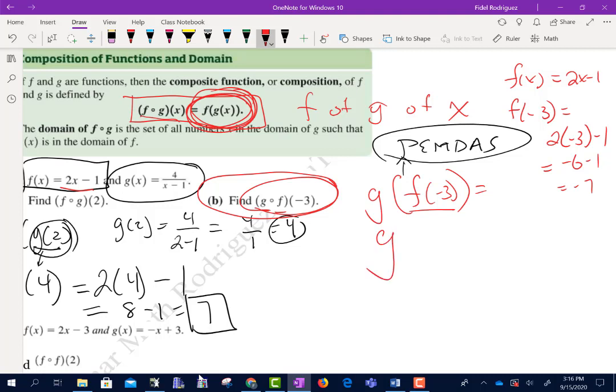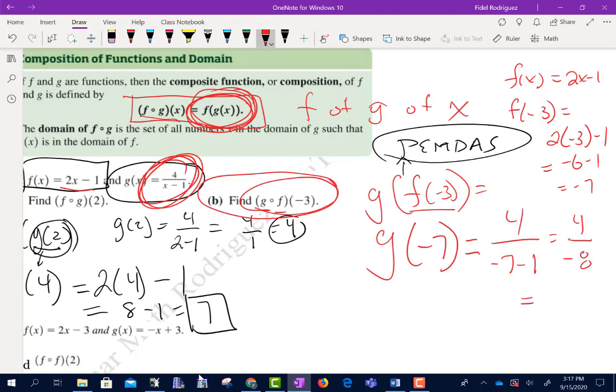Okay. So now I'm going to find g of negative 7. So I'm going to come back to this function here. That's my g function, right? And everywhere I have an x, I'm going to put the number negative 7. So negative 7 minus 1 is a negative 8. And 4 divided by negative 8 is the same as negative 1/2. And so there's my answer for part B.